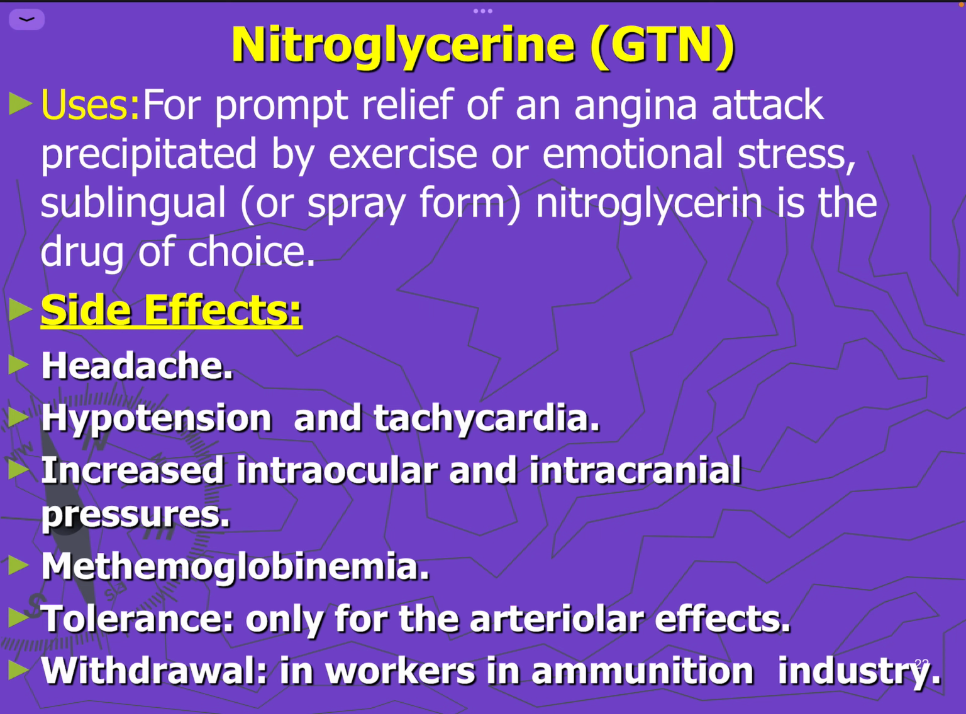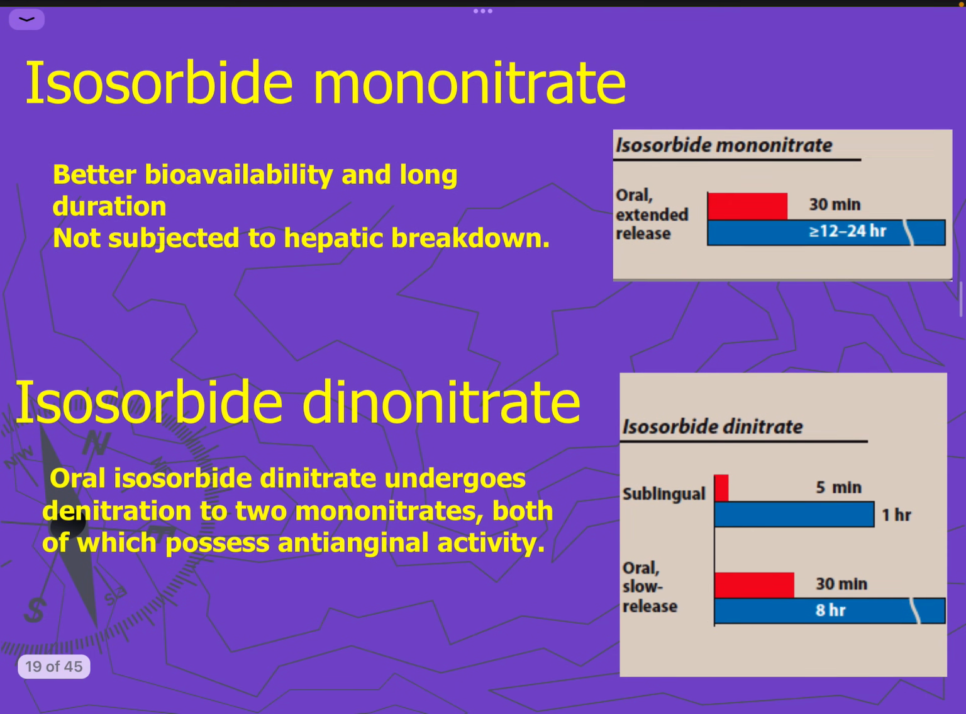People in the ammunition industry, the explosives industry, get subjected to nitroglycerin because it is one of the substrates that is used in that industry. So sometimes, if people work for a period of time in that industry, later on they're going to show signs and symptoms of withdrawal to nitroglycerin, with rebound hypertension sometimes.